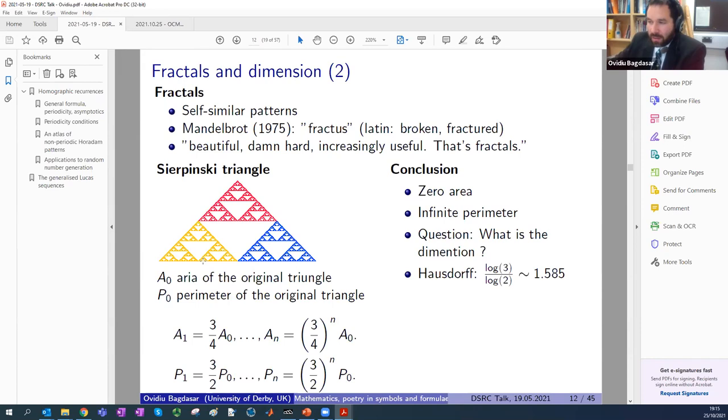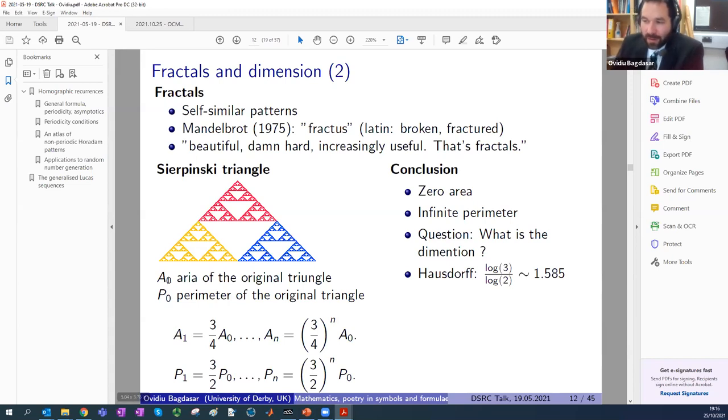And then you keep doing this for every existing triangle, and at each iteration, the triangles you are working with are similar, are actually equal to each other. And now the question is, what on earth do you get? What's with this object?